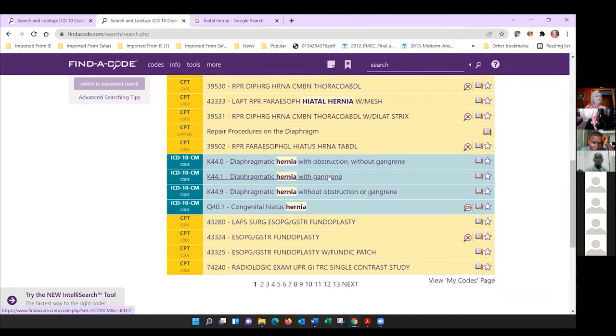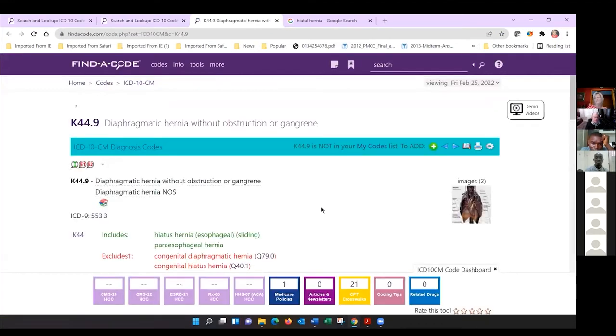I don't have gangrene in my diagnosis. I've got a diaphragmatic hernia without obstruction or gangrene. That looks kind of possible, doesn't it? Let's open it up. He didn't say anything about an obstruction either. So I've got my diaphragmatic hernia without obstruction or gangrene.